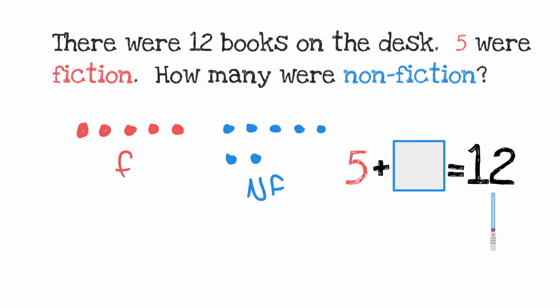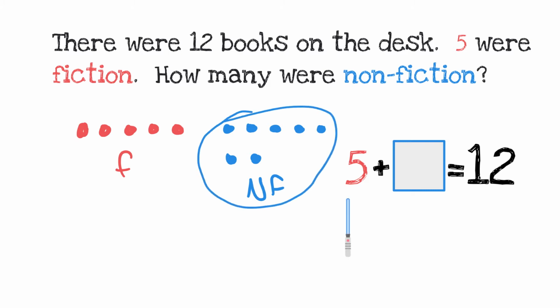There's 12. Well, we did our counting on strategy. We had the 5 that we knew about. We counted on up to 12. And now we're going to put that group that we now know into our mystery number box. So we've got 5, 6, 7. So 7 of those books were nonfiction.